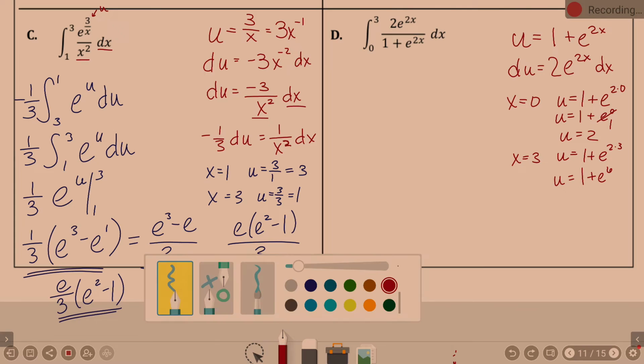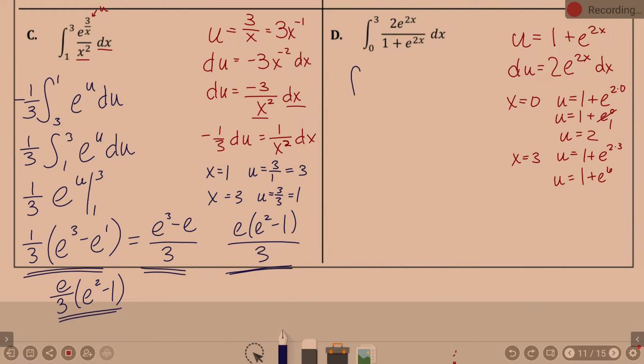So, okay. Let's see. 1 plus e to the 2x is my u. 2e to the 2x dx matches up with du. 0 to 3 becomes 2 to 1 plus e to the 6th. Now, I wrote something differently just because. I wrote du over u.